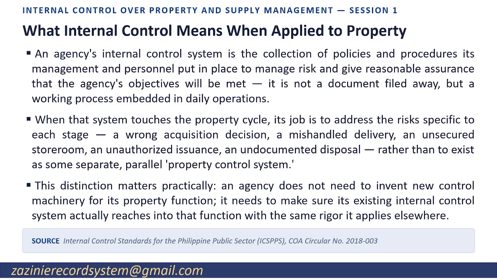This distinction matters practically. An agency does not need to invent new control machinery for its property function. It needs to make sure its existing internal control system actually reaches into that function with the same rigor it applies elsewhere. Now, in a bit more detail, here is the idea to hold on to.